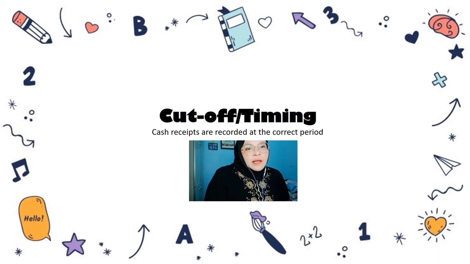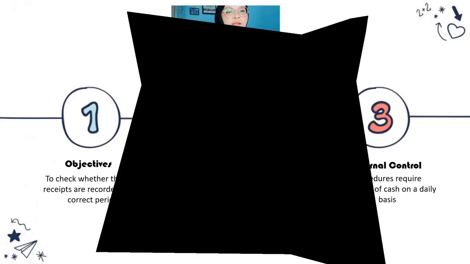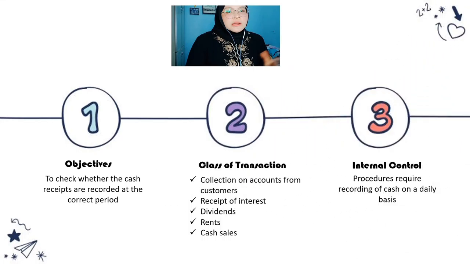We continue with the next section, which is cut-off or timing. Cash receipts are recorded in the correct period. The objective for this section is to check whether the cash receipts are recorded in the correct period. The classes of transaction and relevant accounts are collections on accounts from customers, receipts of interest, dividends, rents, and cash sales. For internal control, procedures require recording of cash on a daily basis.